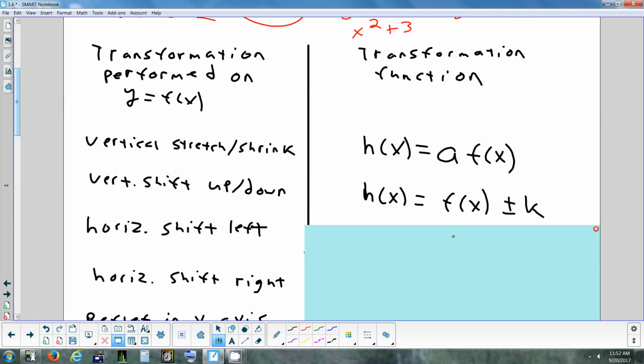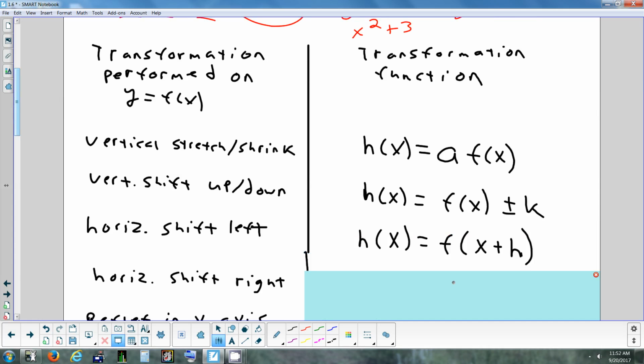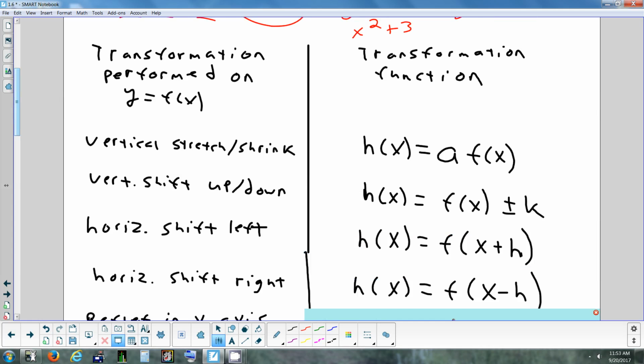What if you wanted to shift left? What do you do there? In parentheses, yes, you do the plus. So like in the parentheses, if you put a plus, that would shift left. What about right? What would you change? Negative. Yeah, make the plus a minus.